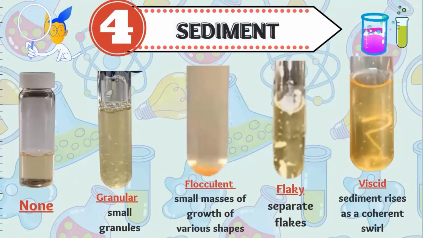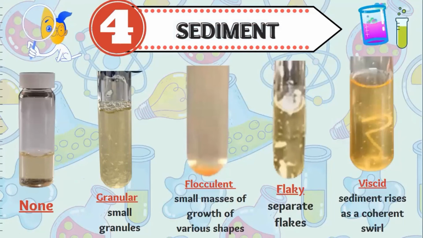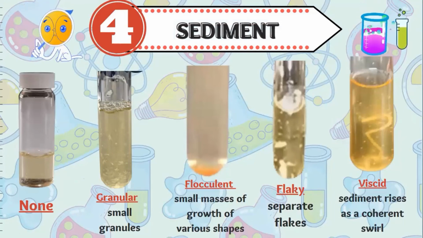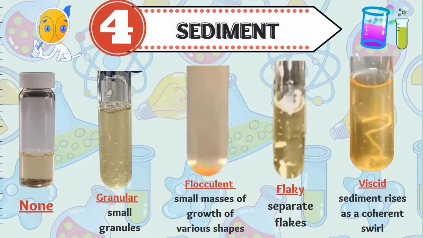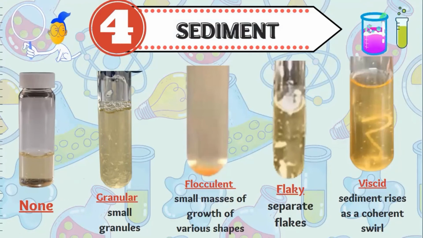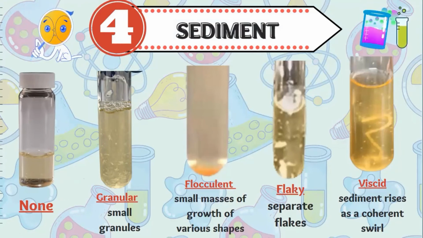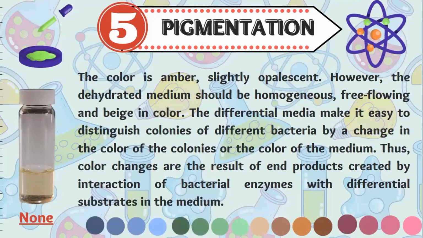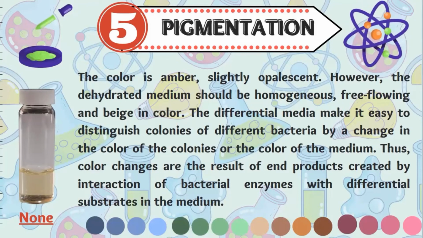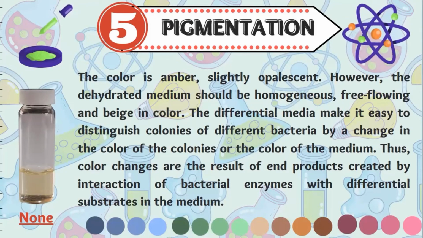Fourth, sediment. It can be none, granular or small granules, flocculent, which are small masses of growth of various shapes, flaky, which are separate flakes, or viscid, which is sediment that rises as a coherent swirl. And fifth, pigmentation. It can be none, or usually the color is amber, slightly opalescent.